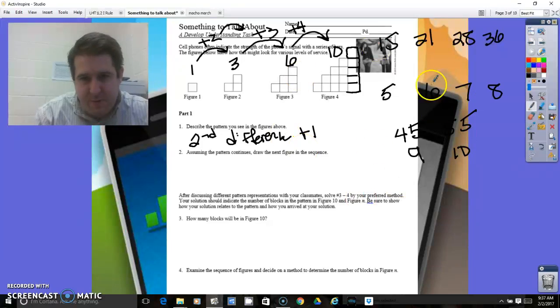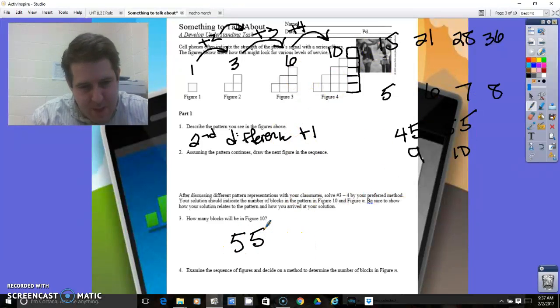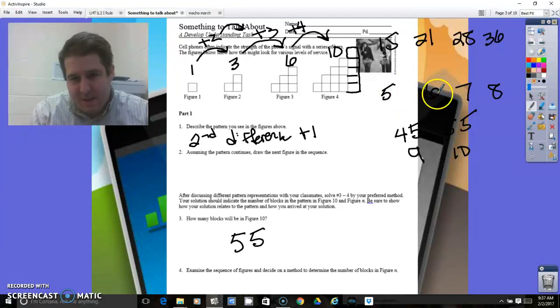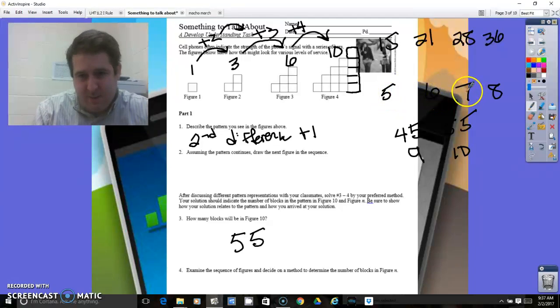So 55, using the table I've just done, is how many blocks are in the 10th figure. Examine the sequence. What you might have just noticed is that in order to get the 5th figure, I added 5. To get the 6th, I added 6. To get the 7th, I added 7. So what's interesting here is that you're always adding whatever figure it is.